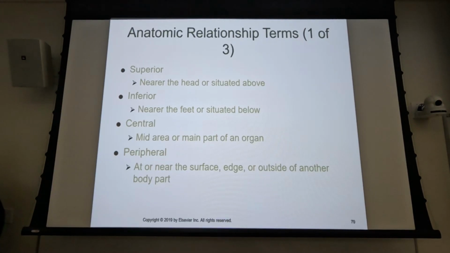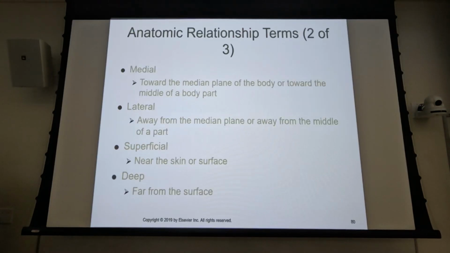Central, just as it sounds, mid area. Peripheral would be away from the central, so it's out, distally. Your periphery would be away from your midline, towards the lateral side. Medial would be towards the median. Lateral, again, would be towards the outside. Superficial and deep are pretty obvious. Superficial, you think of somebody who's superficial, they are? Shallow, exactly. So you got shallow versus deep. Superficial being near the skin is shallow, and deep is the exact opposite of that.